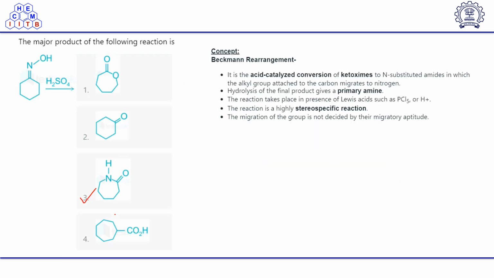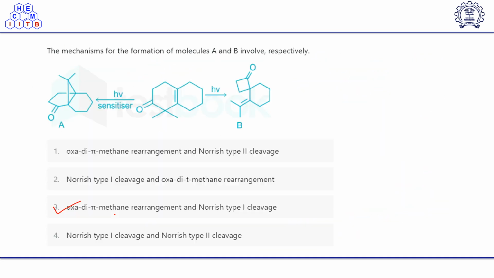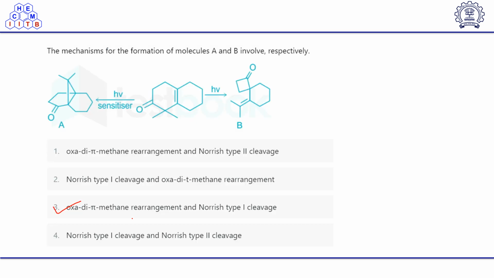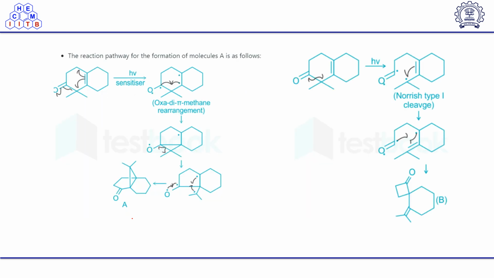So we discussed 6 questions. Remaining 4 questions are there, but due to the lack of time, we will discuss them in the next class. So the first question was the role of copper salt as co-catalyst in the Wacker process. So it is oxidation of palladium 0 by copper 2. Then we saw these two reactions. Then we have already seen the mechanisms for the oxa-di-pi-methane rearrangement and Norrish type 1 cleavage. I hope this is also clear.